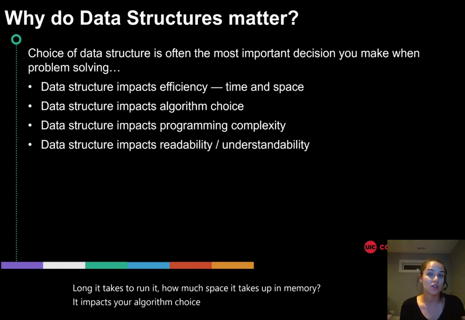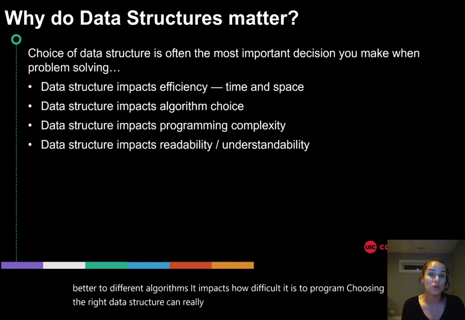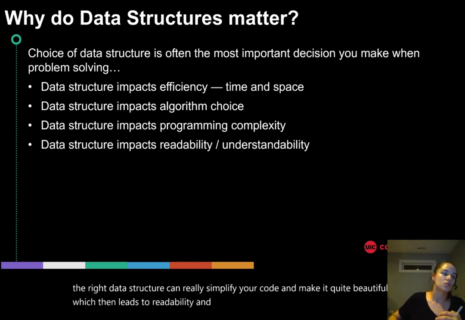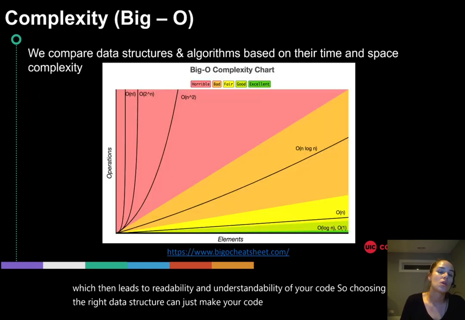Because some data structures lend themselves better to different algorithms. It impacts how difficult it is to program. Choosing the right data structure can really simplify your code and make it quite beautiful, which then leads to readability and understandability of your code. So choosing the right data structure can just make your code a lot nicer.